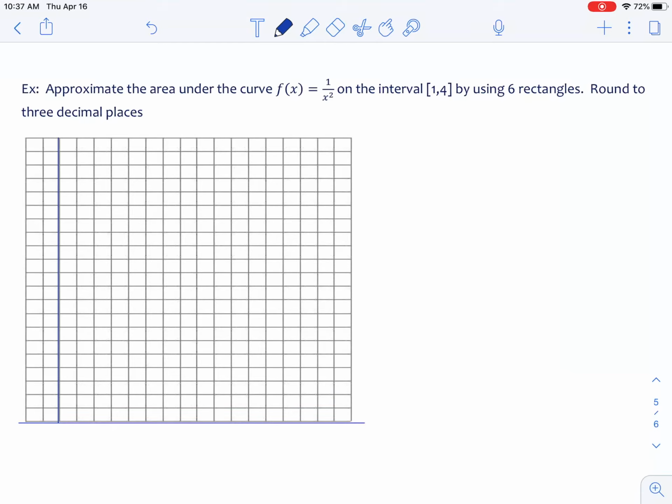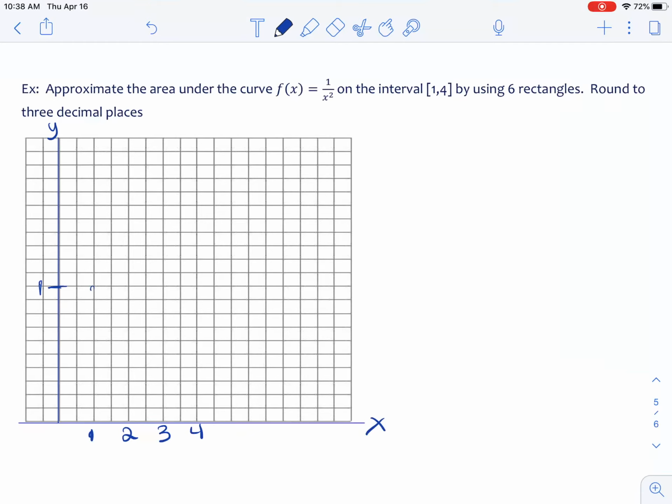Okay, so there's my y-axis. I'll make my x-axis just on the actual bottom line. I'm going to make 1 be 10 units up. So here's 1, and then 1, 2, 3, 4. Okay, and we're going from the interval from 1 to 4.